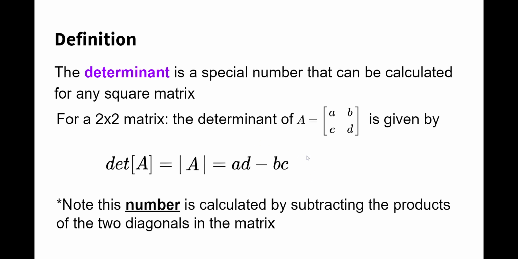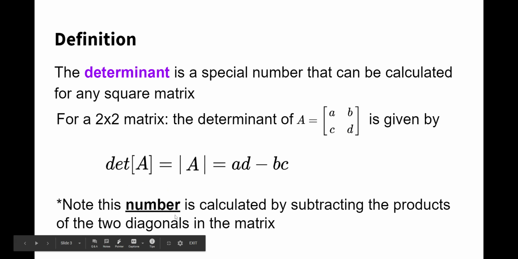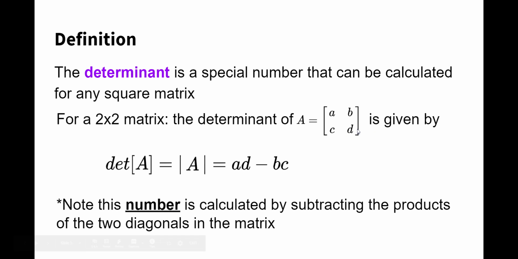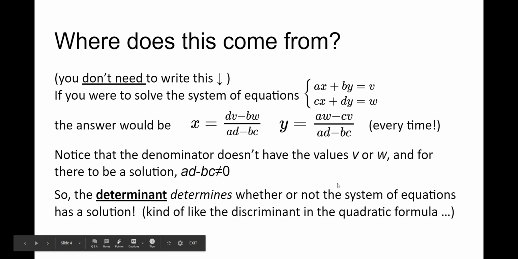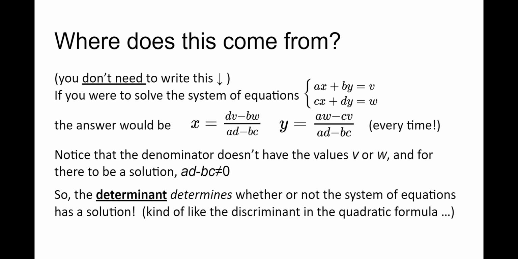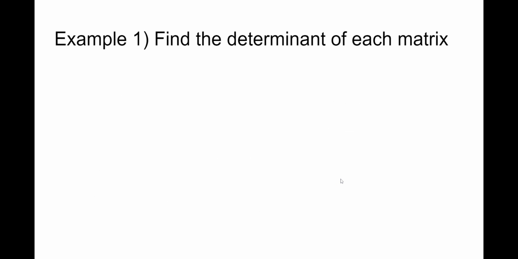Notice that this formula gives us a number, and it's calculated by subtracting the products of the two diagonals in the matrix. So you multiply the first diagonal, A times D, you multiply the second diagonal, B times C, and you subtract those two values. You can read through this if you're interested in knowing where it comes from. It relates back to systems of equations and has a tie into the discriminant and quadratic formula.